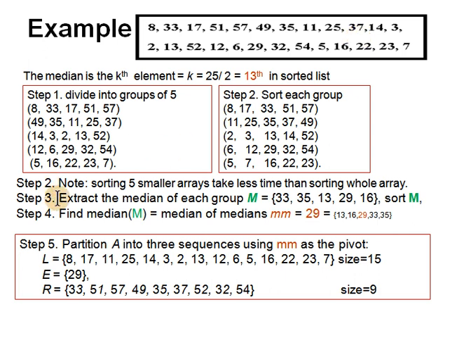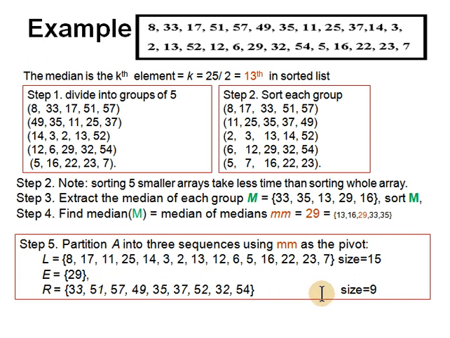Then in the next step, we extract the median of each group into M, which is 33, 35, 13, 29, 16, and then we sort M. This again takes a fixed amount of time. Then find the median of M, which is called the median of medians. The median of medians is 29 in this sorted array. Then you partition A into three sequences using MM as a pivot: the left side, MM, and R.